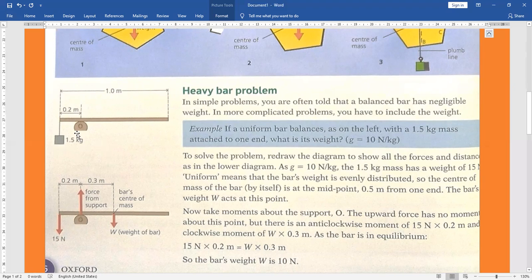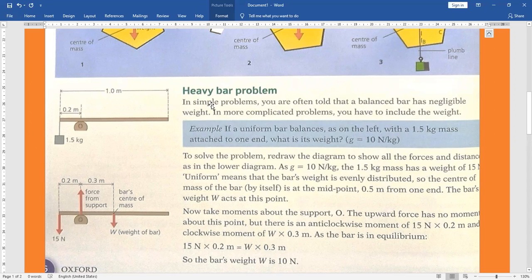Okay. Now, why is this? Because sir, the distance is more and the weight is less. And on the second one, the force is less and the distance is more.